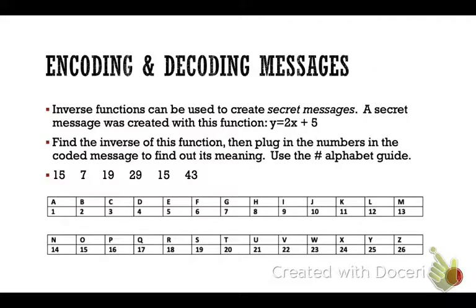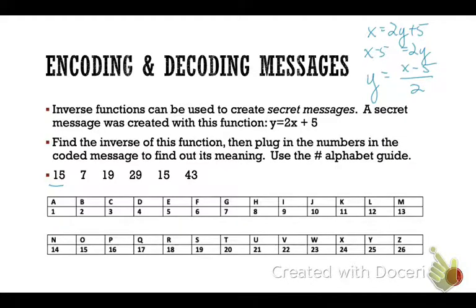So let's back up a little bit. Okay, so there's our equation, y equals 2x plus 5, and you're going to switch your x's and y's, so it'll be x equals 2y plus 5, and now solve for y, so subtract your 5 and divide by 2. There, so there's the equation that we will use to decode my message.